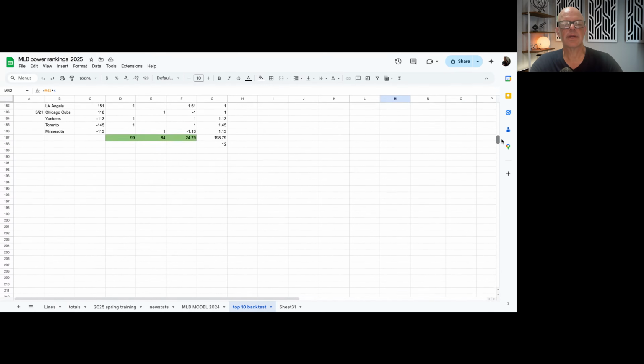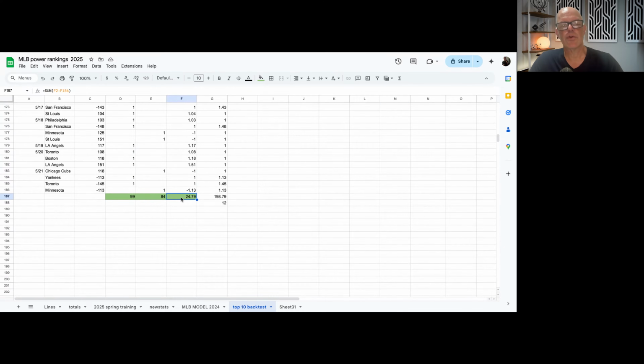Now let's go down here and look at this. 24.79. Again, this is significantly less ROI. This is only 12% ROI. The example I showed you was 18% ROI. So we've made 24.79 units, and from 410 to 521 is 42 days. So we take 24.79 divided by 42 days. We're generating 0.59 units per day.